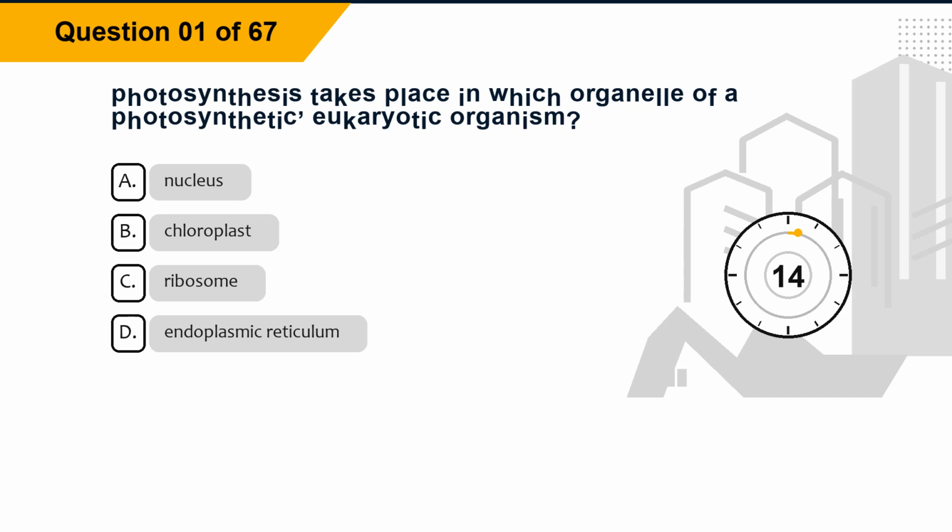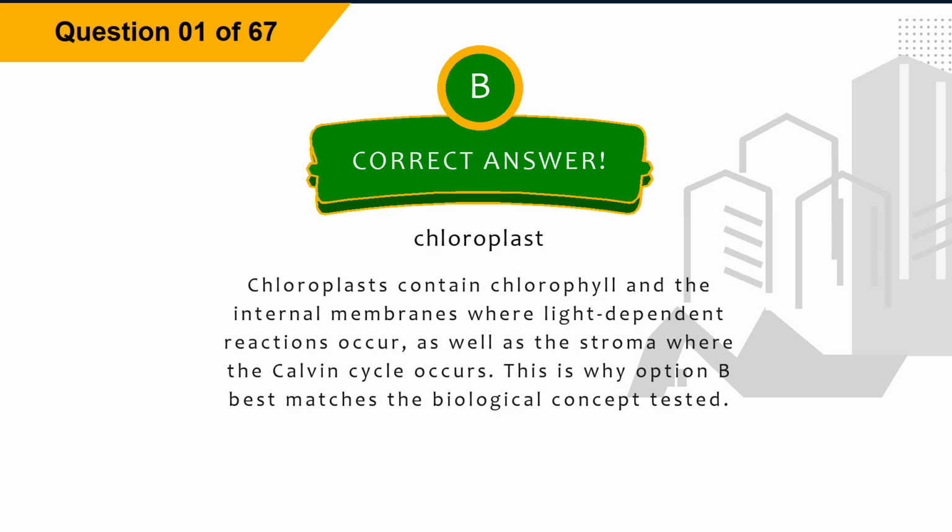Question 1. Photosynthesis takes place in which organelle of a photosynthetic, eukaryotic organism? Option A, nucleus. Option B, chloroplast. Option C, ribosome. Option D, endoplasmic reticulum. The correct answer is option B, chloroplast. Explanation. Chloroplasts contain chlorophyll and the internal membranes where light-dependent reactions occur, as well as the stroma where the Calvin cycle occurs. This is why option B best matches the biological concept tested.